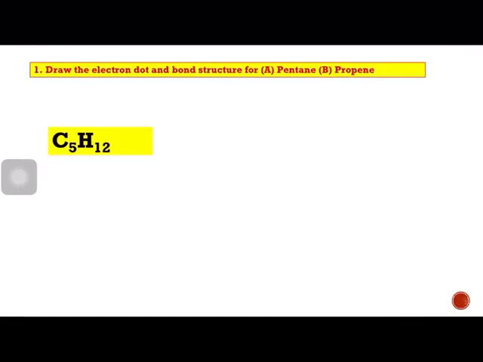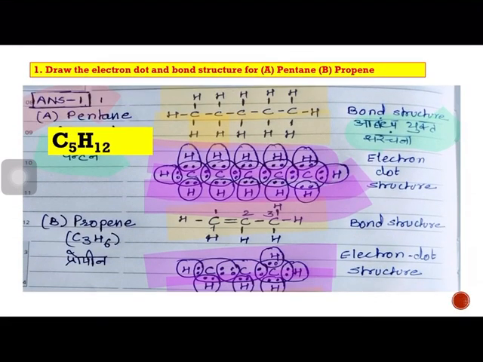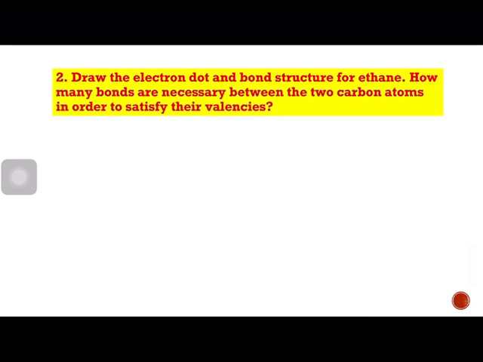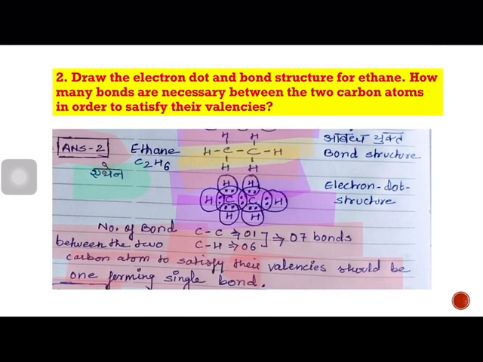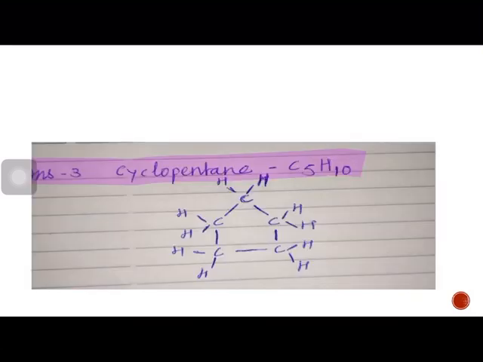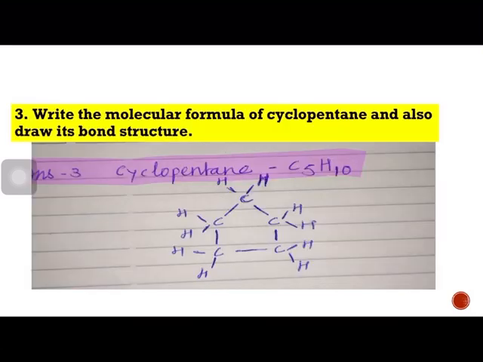Let's see the question answers. Draw the electron dot and bond structure of pentane and propene. You can see pentane is C5H12 and propene is C3H6. Next is the electron dot structure of ethane. Bond formation: 7 bonds. They are joined with each other with single bonds. Then cyclopentane C5H10, and it is shown with the structure also.